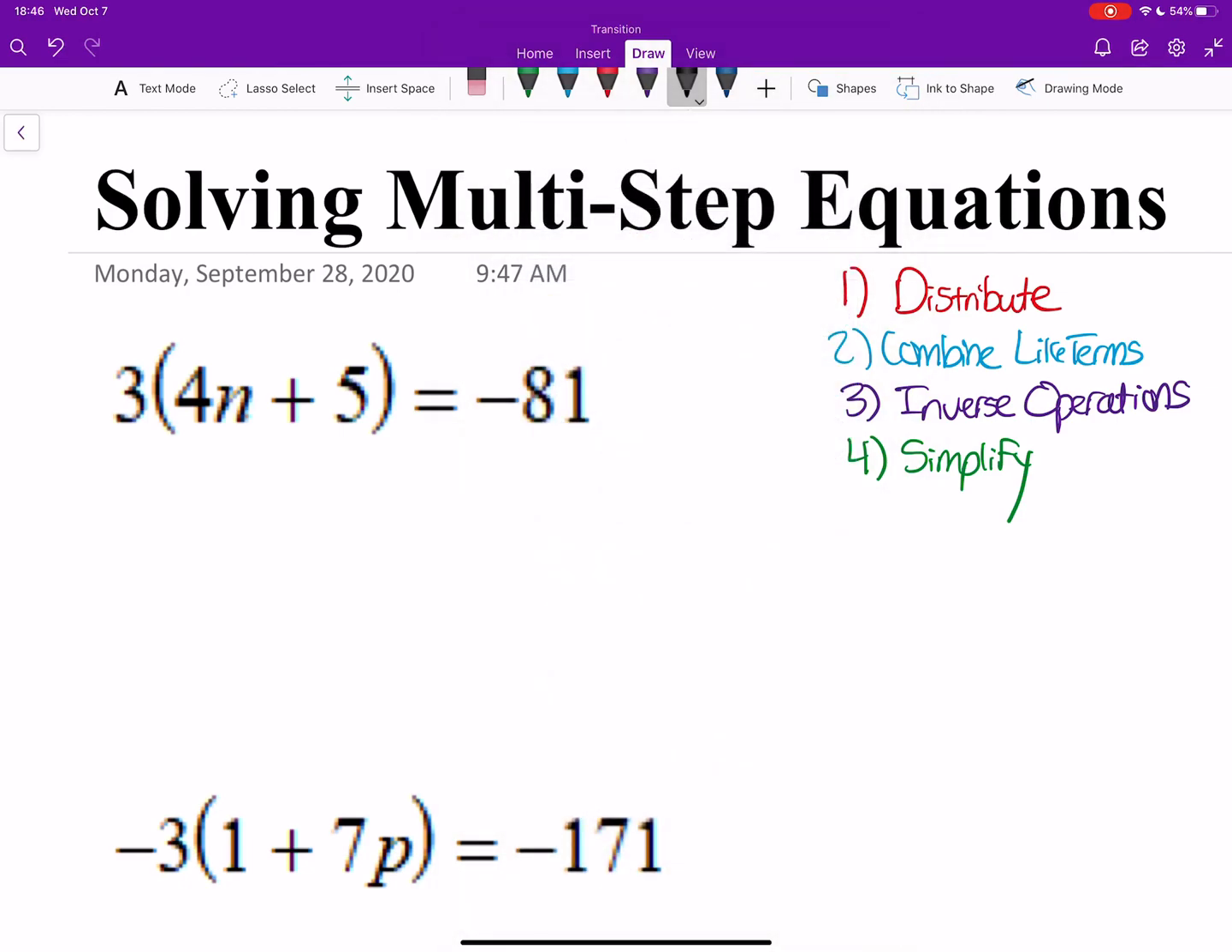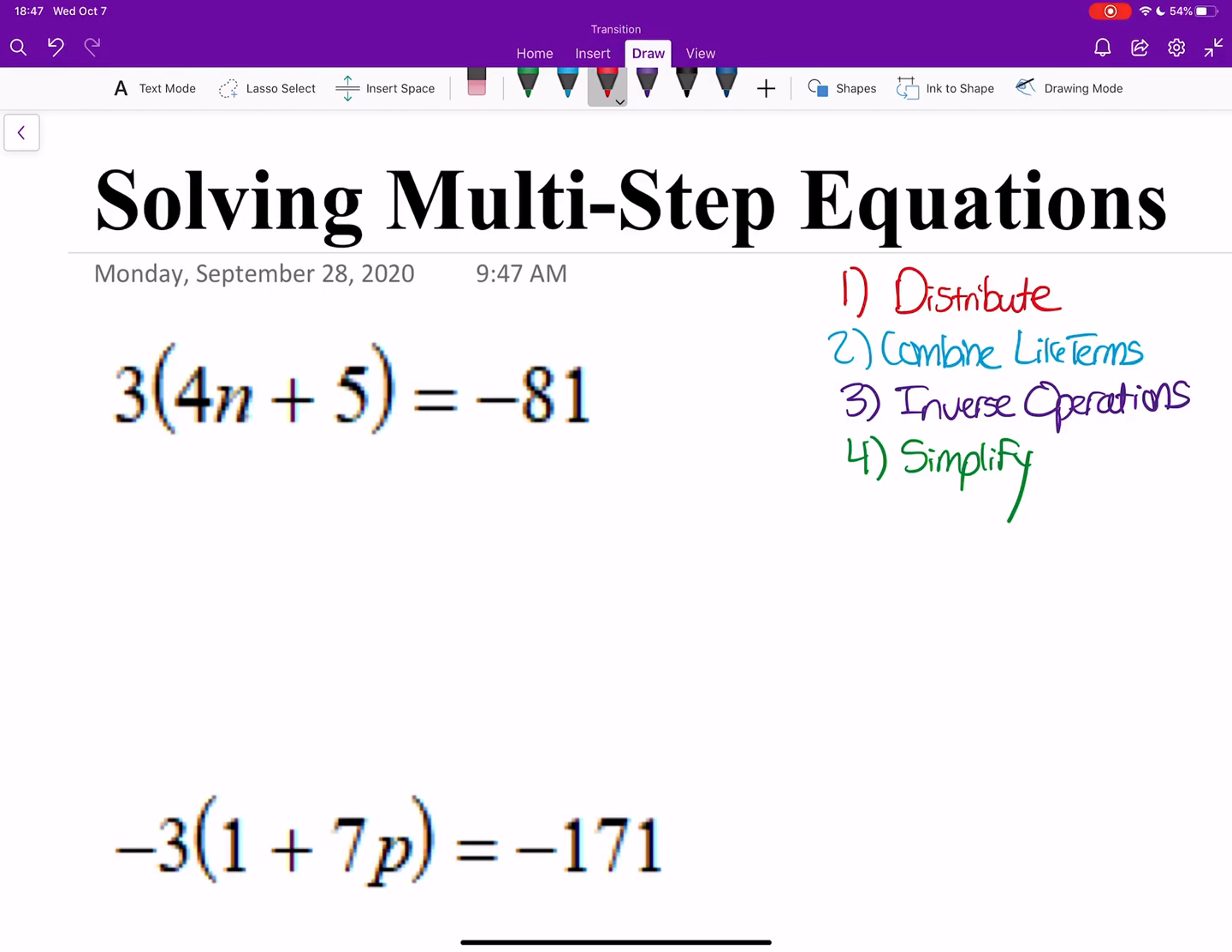So step one is to distribute. That's where you see something outside of a set of parentheses and you need to multiply that piece in. Then after that, we're going to combine like terms on each side of the equal sign. Then once we've done that, we're going to use inverse operations, or the opposites, to move our variables on one side of the equation and the numbers on the other. And finally, we're going to simplify. So watch me work through some of these examples.